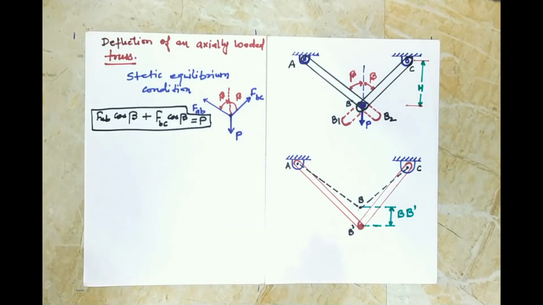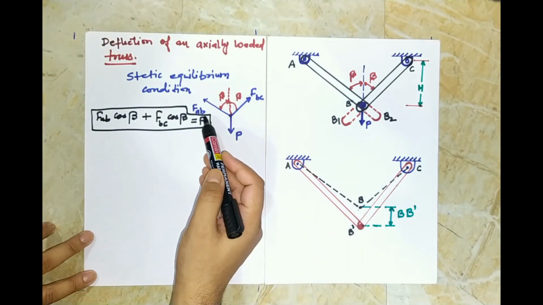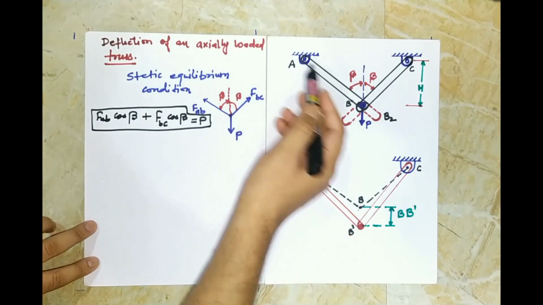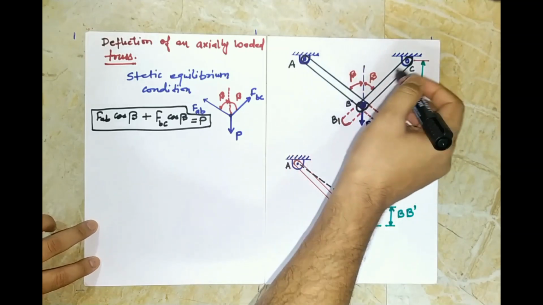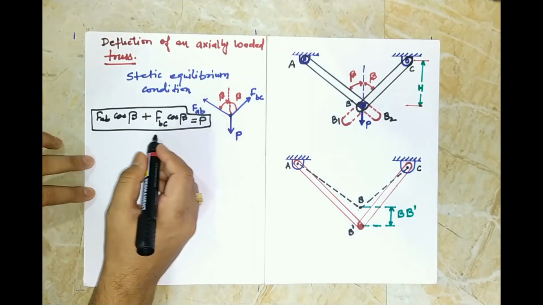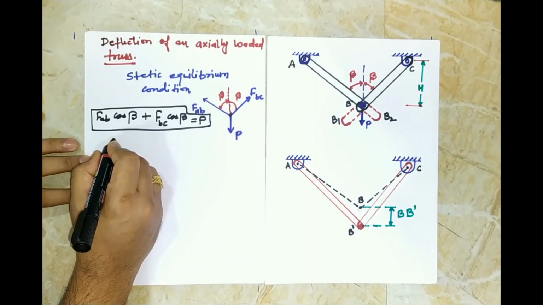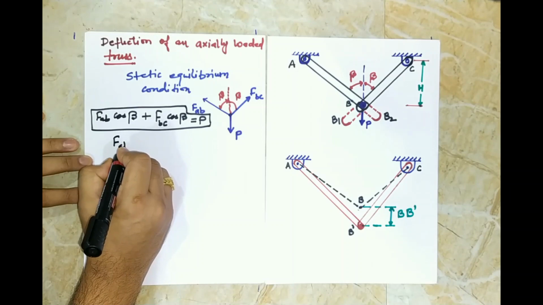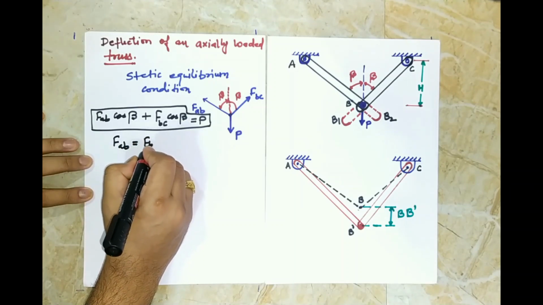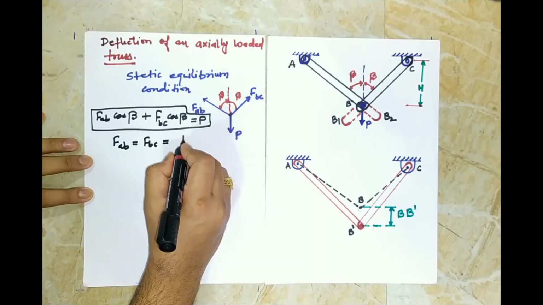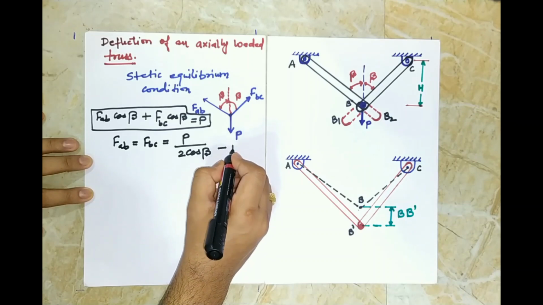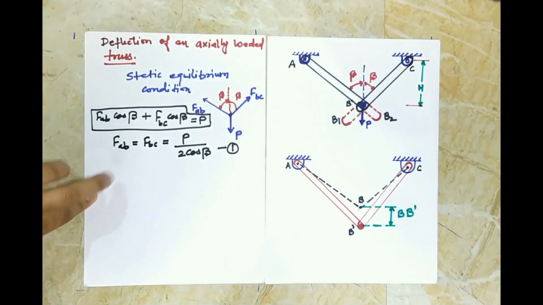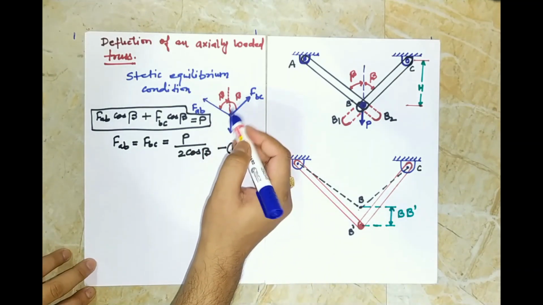Now, by virtue of geometry or symmetry, we see that FAB is equal to FBC, because these two are symmetric, and due to the load P acting here, both will be subjected to equal force. So we can write FAB is equal to FBC is equal to P by 2 cos beta. This is equation 1, which is derived from this static equilibrium condition. So now we got the forces acting.